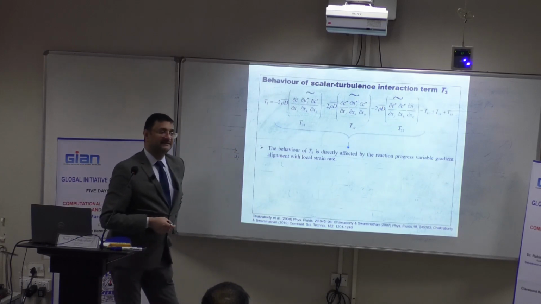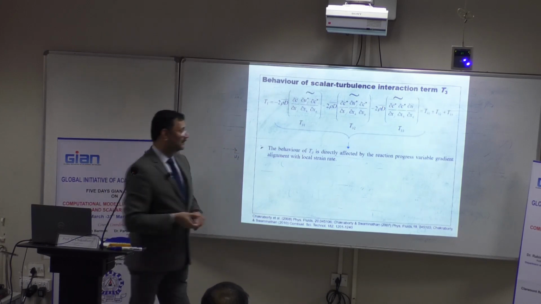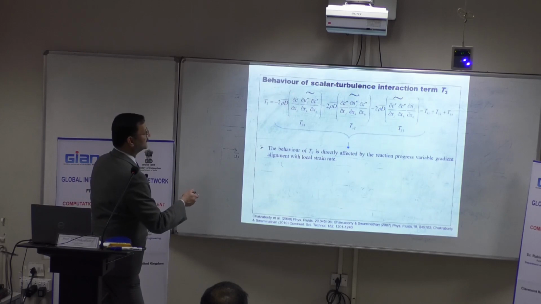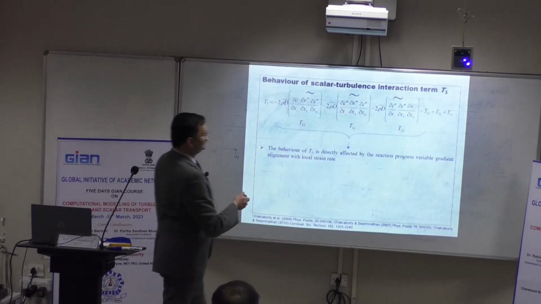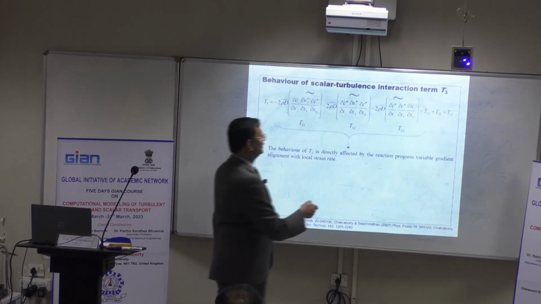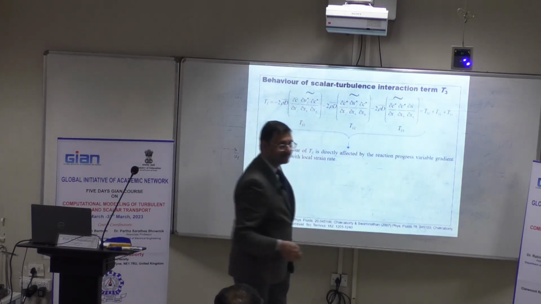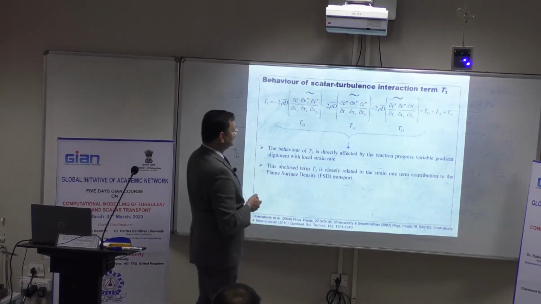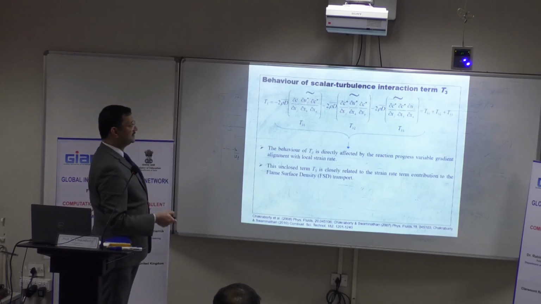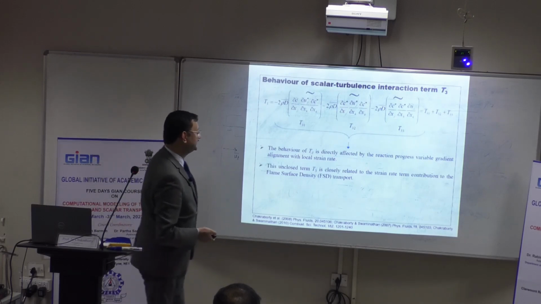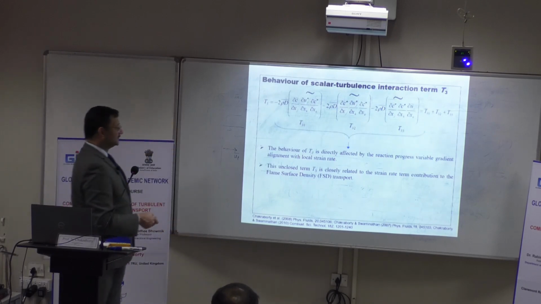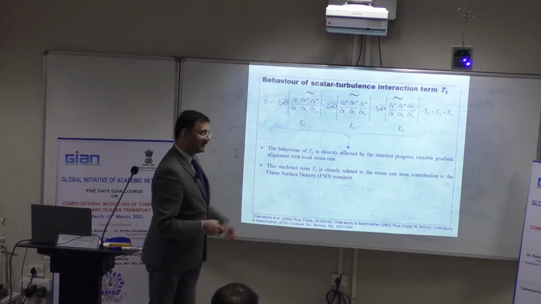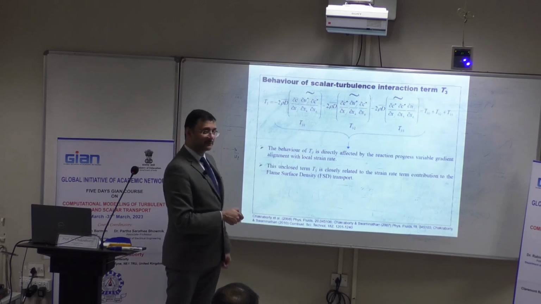Now, the T3 term, you remember this T3 term changes sign? This has three components. This one coming because of the mean scalar gradient. T32, everything is the fluctuating part. T33 comes from the mean velocity gradient. But if you look carefully, they are dependent on the alignment between the reaction progress variable gradient and the local strain rate. Just for your information's sake, this term appears in a slightly different manner in the flame surface density transport as well.